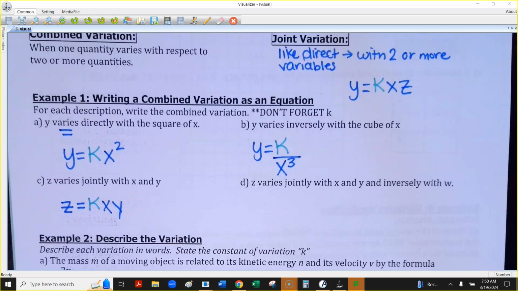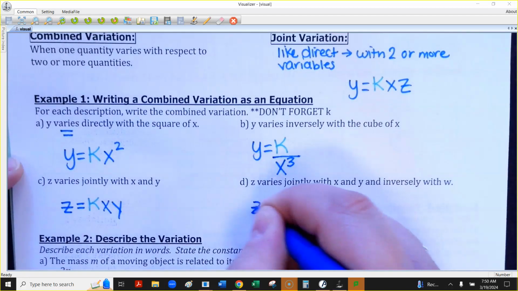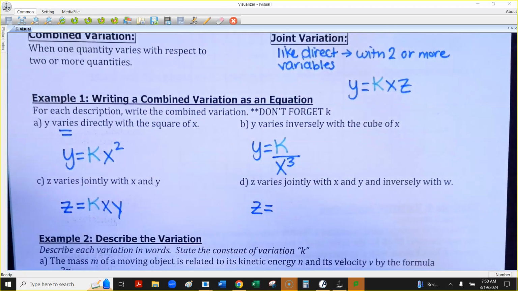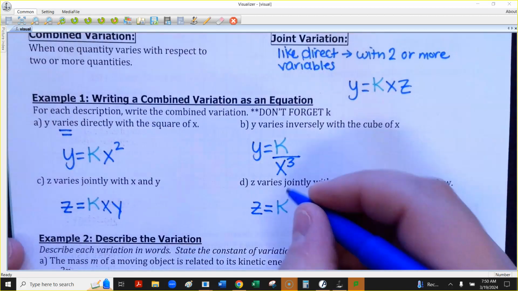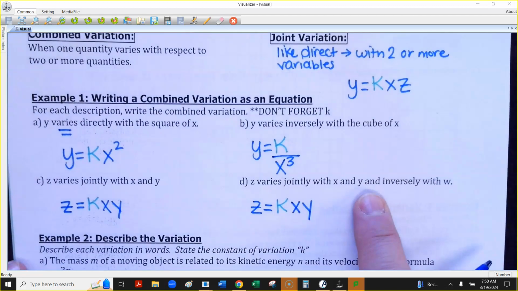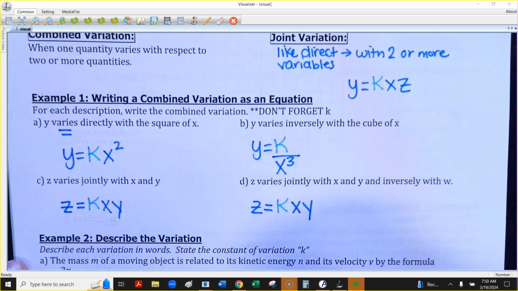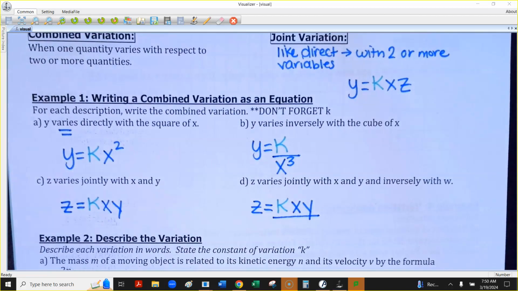All right, and then I've got one more. This says z varies, so z equals, and right after you put the equal sign, put a k in there. Don't forget that. And then jointly with x and y, so I'm going to write xy, just like we did on the last question. Then this says and inversely. If you then see the word inversely, we're just going to turn that whole thing into a fraction. Inversely with w, so w is going to go on the bottom of that fraction.